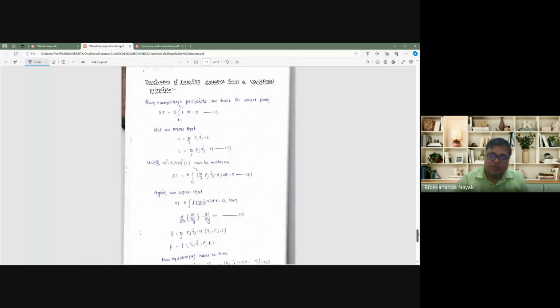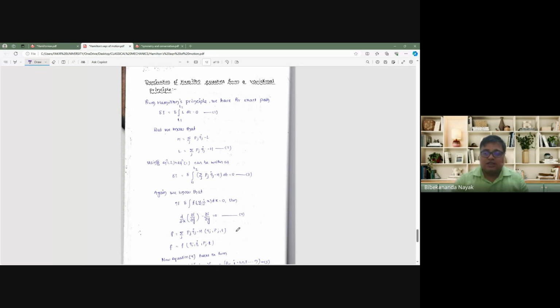the next one: derivation of Hamilton's equation from a variational principle. Okay, we next go for the derivation of Hamilton's equation from the variational principle.